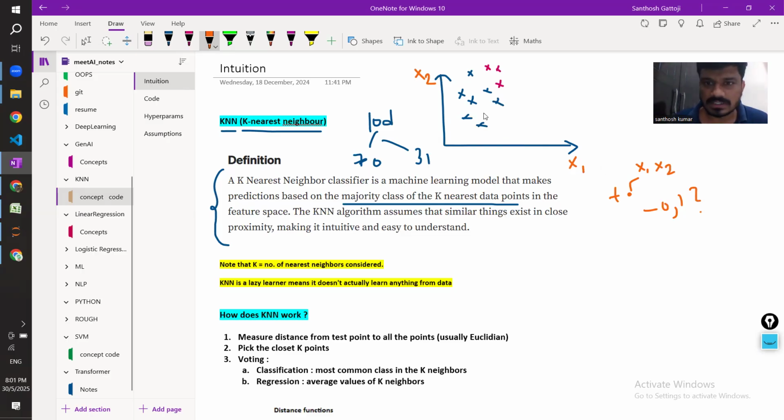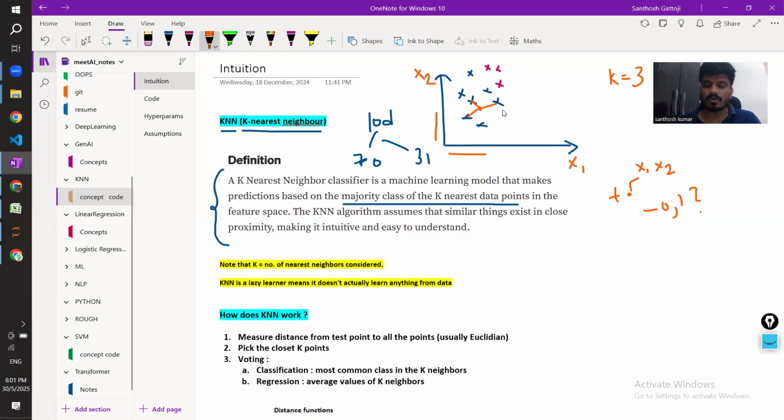So let's say it is falling somewhere here, based upon the x1, x2 values. If x1 is this much, x2 is this, now I will say k. Now data is plotted. So I will say k. Now k, for example, I will start with 3. That means it will consider 3 nearest points. This is 1 nearest point. This is second nearest point. Let's say this is third nearest point.